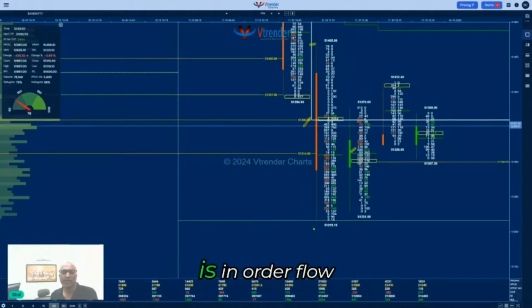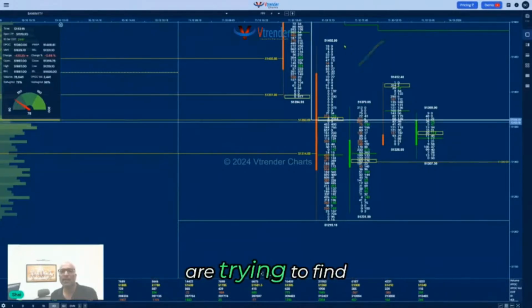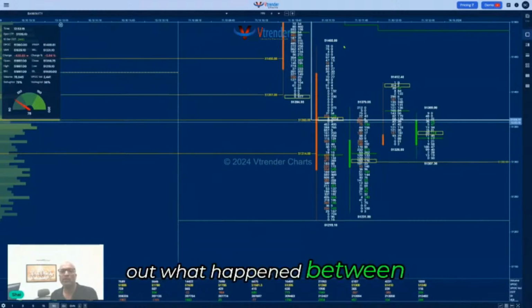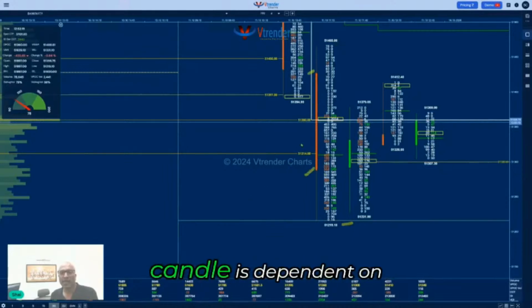So what we're doing in order flow is adding data to a chart. We are adding information to a chart, and we are trying to find out what happened between the high and the low of the bar, or what happened between the open and the close of the bar, right? Now the color of this candle is dependent on the open and the close, right?